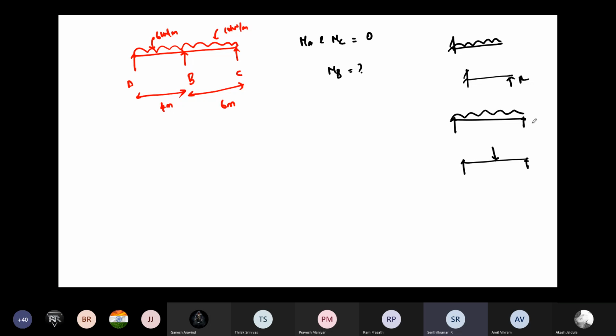This is 5WL to the power 4 by 384EI. This is RL cube by 48EI. From there, you can find out the reaction RB directly. That is one way to solve this problem. Another way is the slope deflection method or moment distribution method. That is one more way. The third way is Clapeyron's three moment theorem.